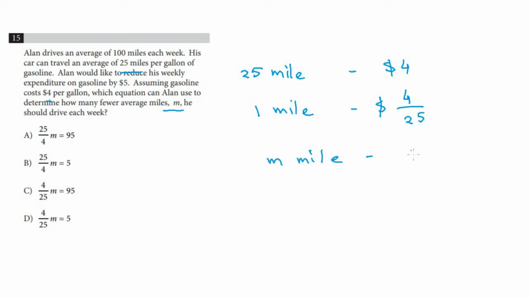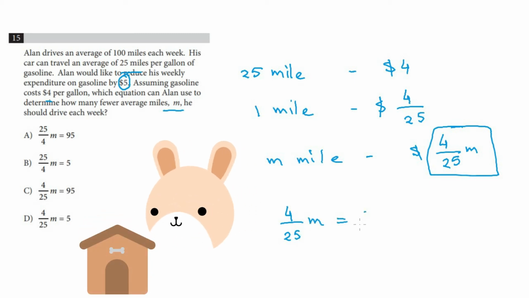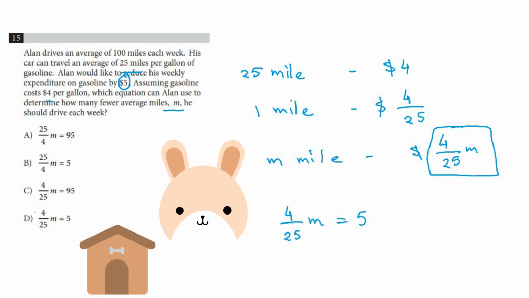the cost will be 4 by 25 times m dollars, and this equals $5 because he wants to cut the expenditure by $5, and by driving m miles less, he is spending this amount less. So we will have the equation 4 by 25 m equals 5. That is option D.